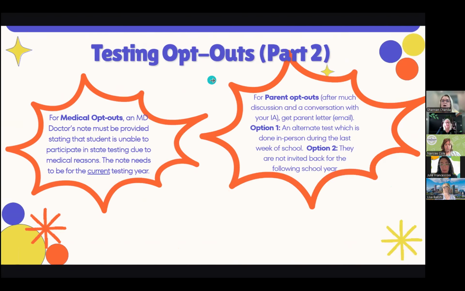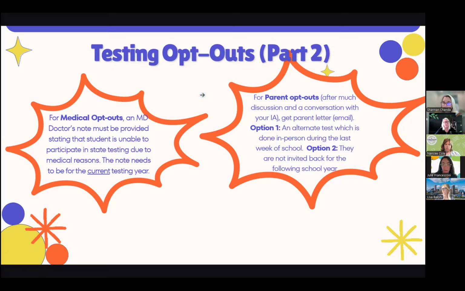Okay, testing opt-outs part two. If after going through all of those resources you do end up with a testing opt-out, as Debbie had said, there are two different kinds. There's a medical opt-out and then a parental opt-out. For medical opt-outs, an MD, a medical doctor, must provide a note stating that the student is unable to participate in state testing due to medical reasons. The note needs to be for the current testing year.